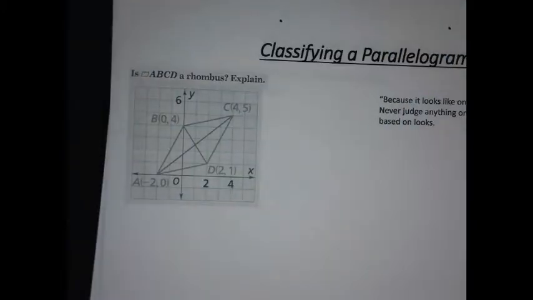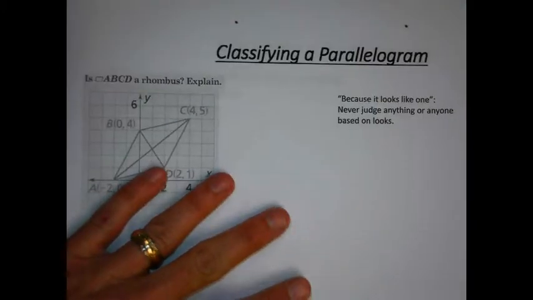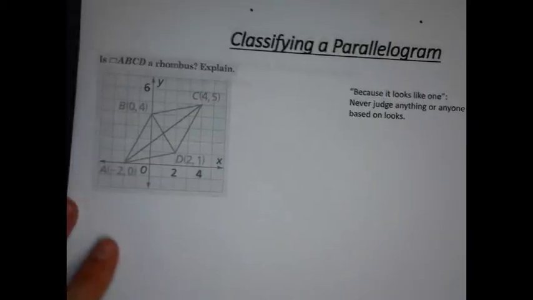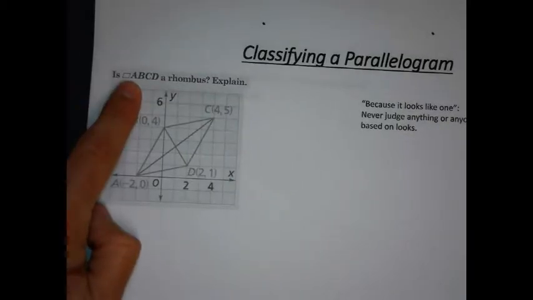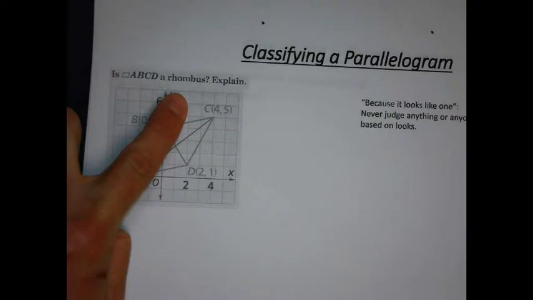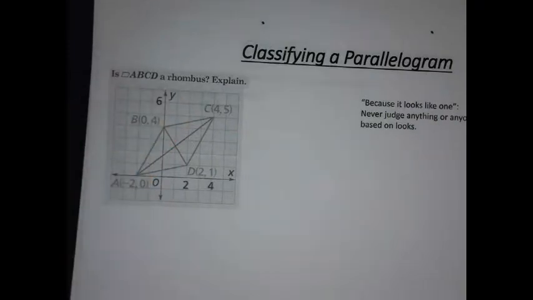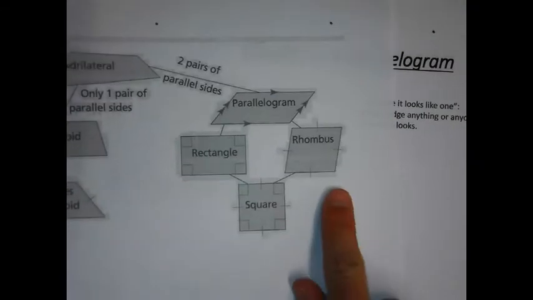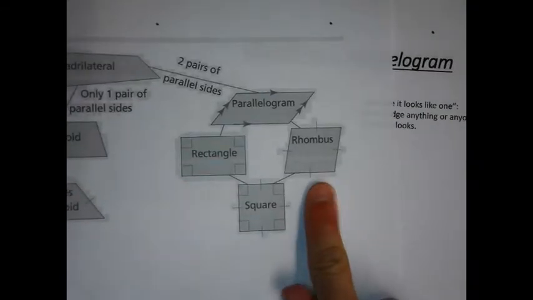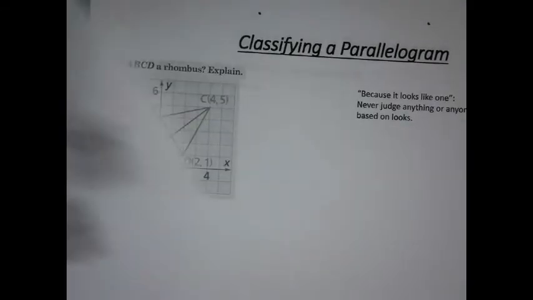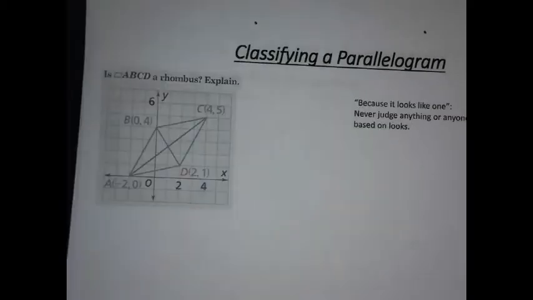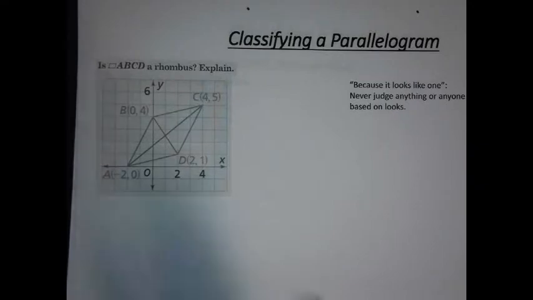Now we're going to classify a parallelogram. So the question is: is parallelogram ABCD a rhombus? Explain. What do we know about rhombuses? We know actually two things about rhombuses. Remember good old rhombus? Yeah, rhombus. We know two things. All four sides are congruent, and the diagonals are perpendicular. Okay, so we got to know some things about rhombus.